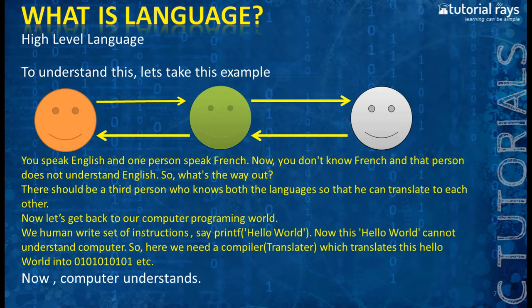Now let's get back to our computer programming world. We humans write a set of instructions in English, for example, printf hello world. Now this hello world cannot be understood by the computer. So here we need a compiler or a translator which translates this hello world into 0 and 1. And this way the computer understands this instruction. So here the compiler plays the role of a mediator which translates the human's language into computer understanding language.